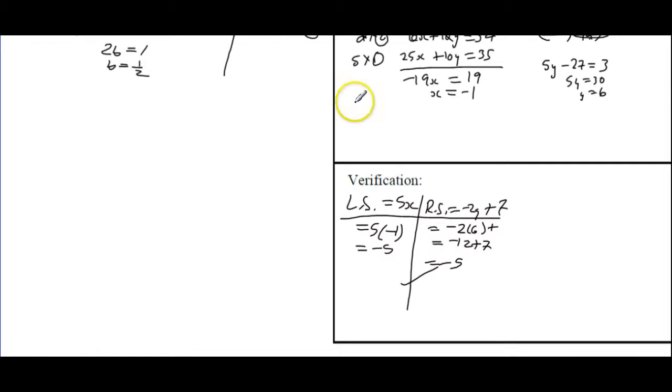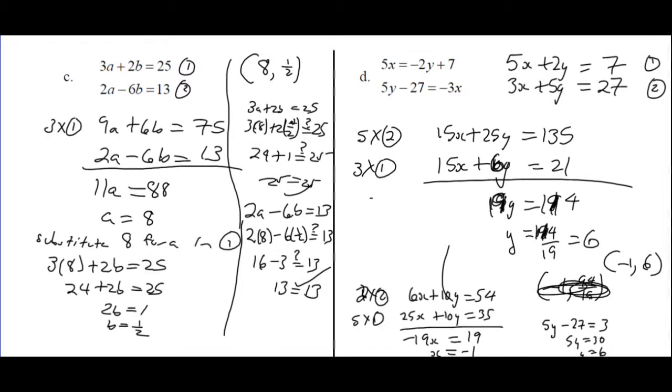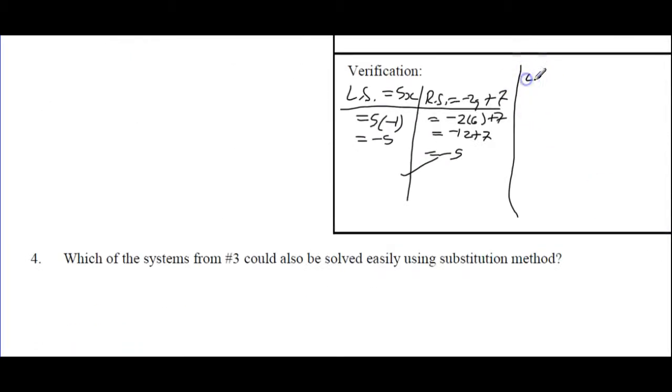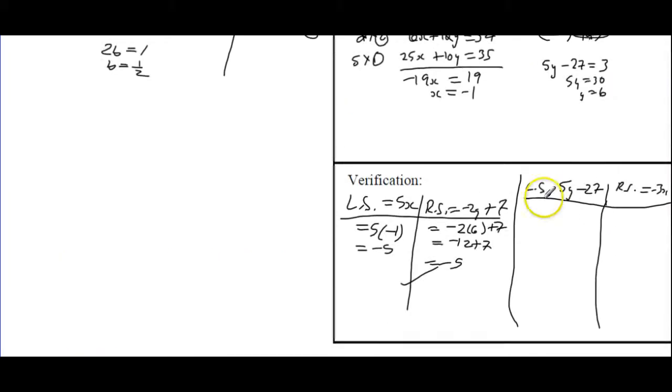Let's clean the edge up there a little. And the other equation, 5y minus 27 equals 5y minus 27. So 5 times 6 minus 27 is 3. And this does check.